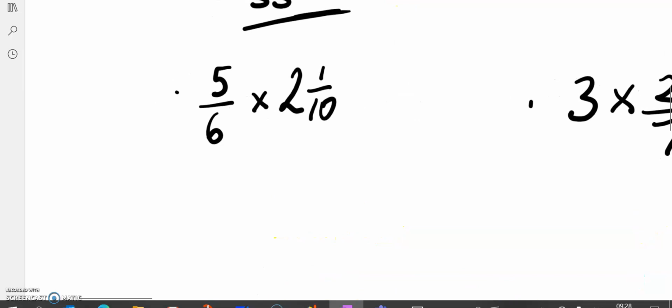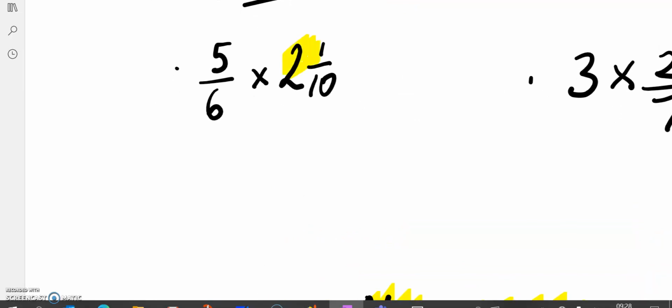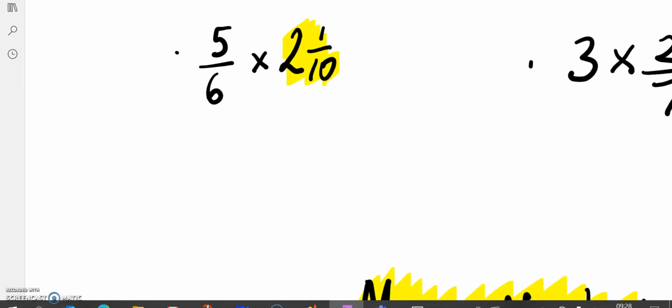Here we've got 5/6 multiplying 2 and 1/10. First issue is we've got a mixed number here. We want to write this as an improper fraction. So before I do any multiplication, that's going to become 20 plus 1. 20 plus 1 is 21. So it's 21/10.